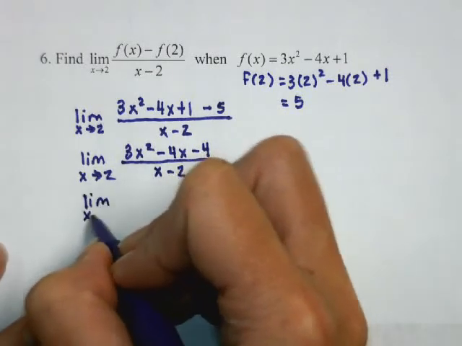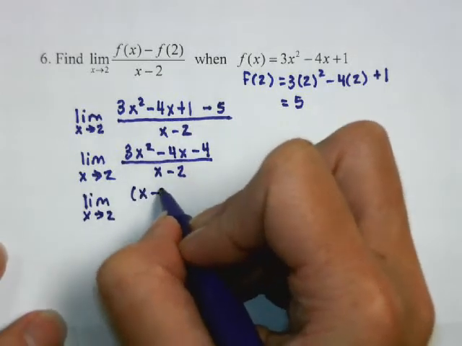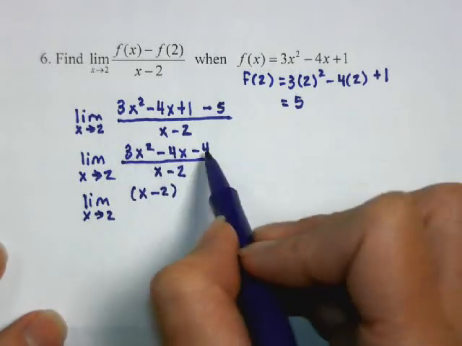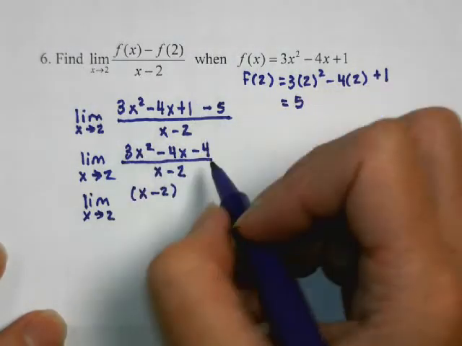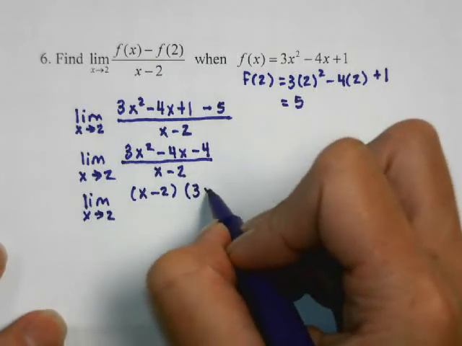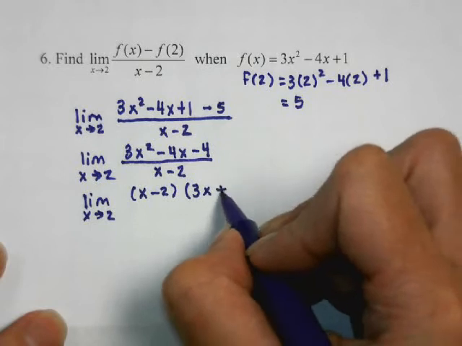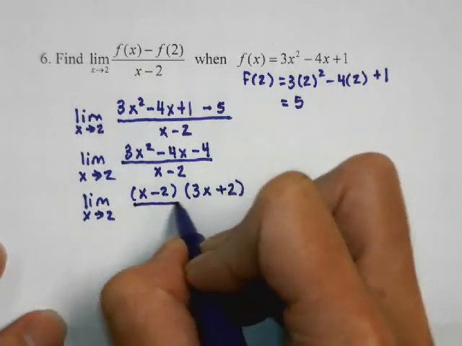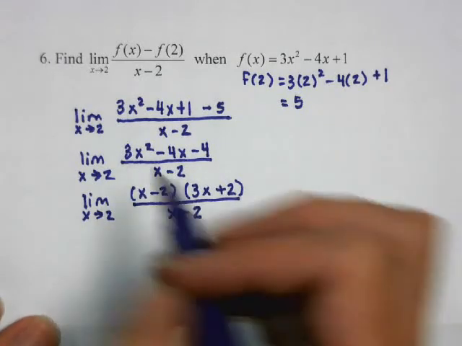Again, this is easy factoring because I already know what one of the factors better be, which is x minus 2. Then I just look at this equation, and what would I need to multiply this by to get this? Well, to get the 3x squared, I'm going to need a 3x, and to get a -4, I'm going to need a positive 2. Okay, then I can reduce.